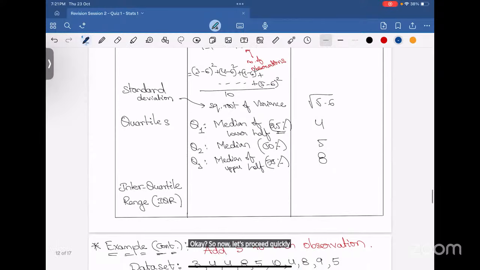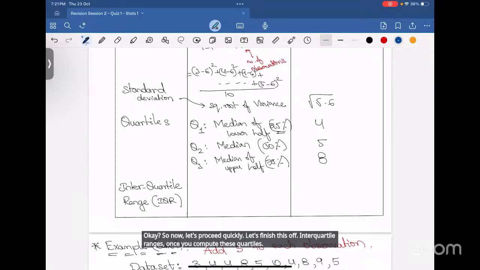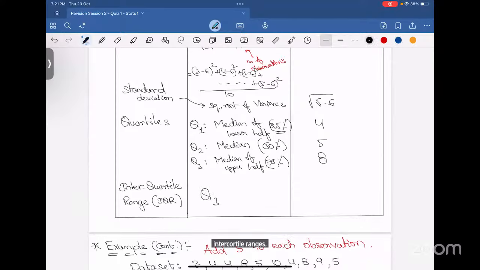Let's finish this off. Interquartile range, once you compute these quartiles, is Q3 minus Q1, which is 8 minus 4, which is 4.